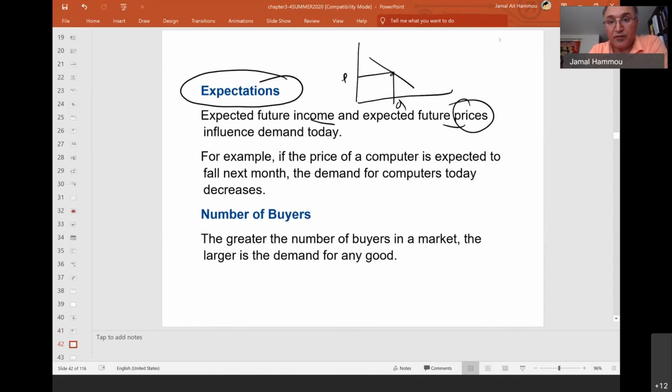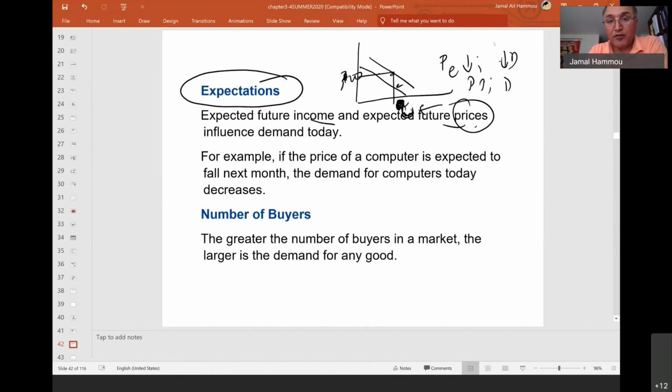I'm just one person, for example. Let's say I'm going to buy two, and the price is 300. But I know next week the price will go down. I'm going to stop. I'm not going to buy. So the demand goes down. So if the expectation for the price is going down, I am going to buy less today. The demand goes down. But if I know the price goes up, I will have to buy.